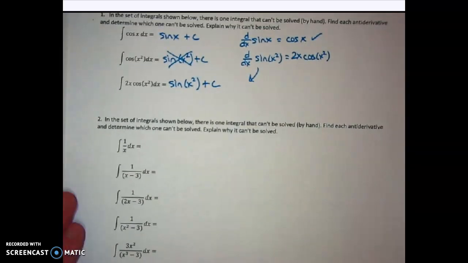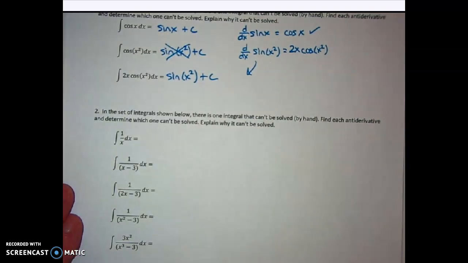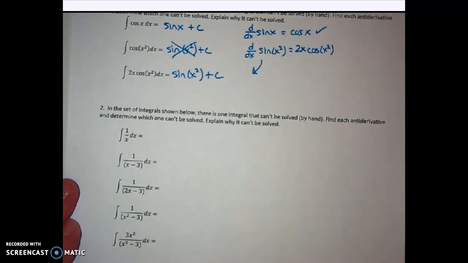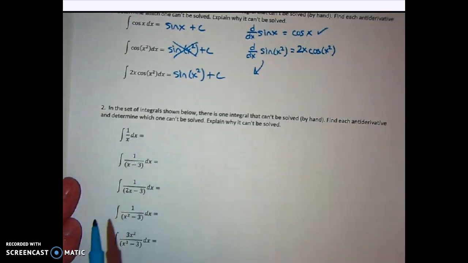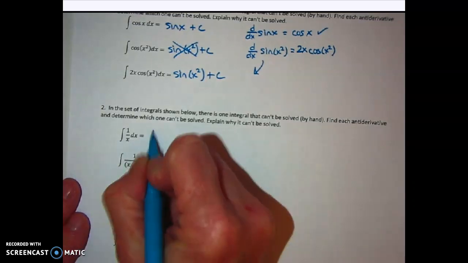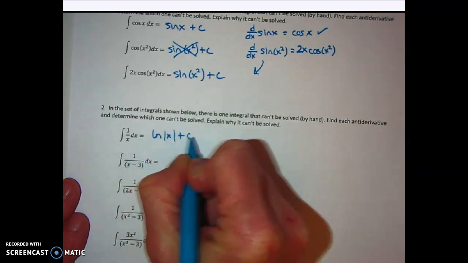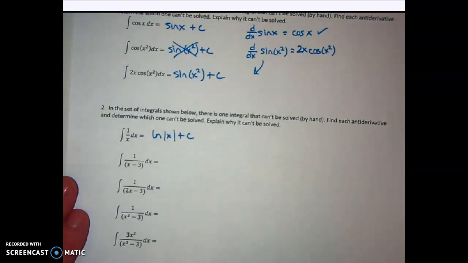Let's go down and look at the second set. In the second set of these integrals, again, there's one that can't be solved by hand. So I want you to find each antiderivative and determine which one can't be solved. So the derivative of what is 1 over x? If you look at your derivative card, or maybe you remember that the derivative of the natural log of x is 1 over x.